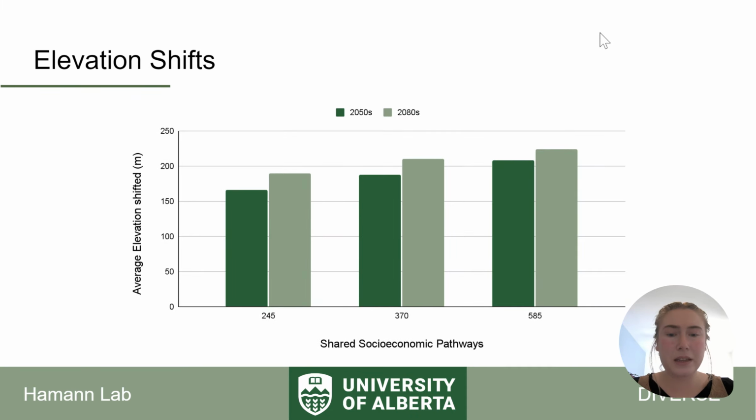And again, we see this pattern, but with elevation. So this is sort of shifted in elevation northward, and it's that same pattern. Higher emissions has more of a shift, and the 2080s also has more of a shift than the 2050s on average for all of the ecosystems in North America.